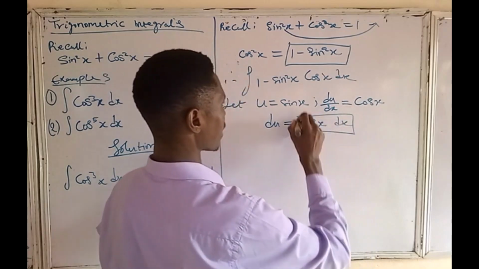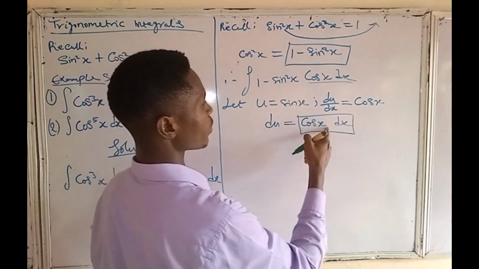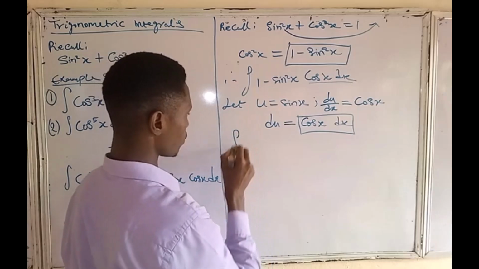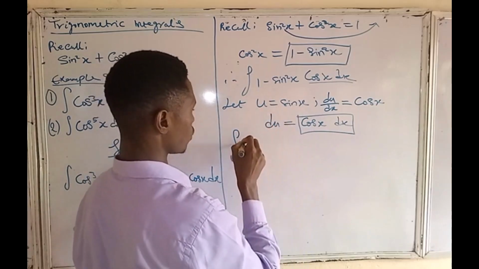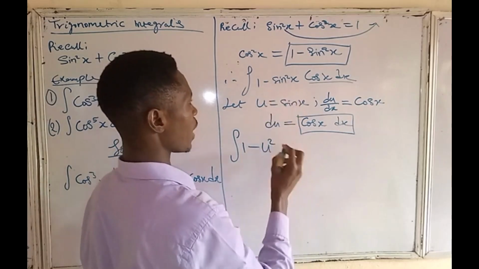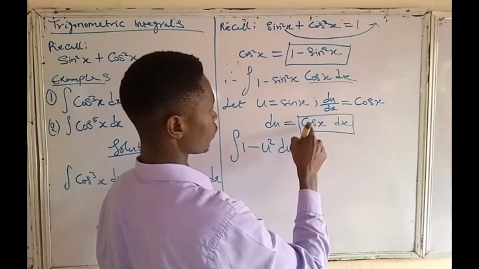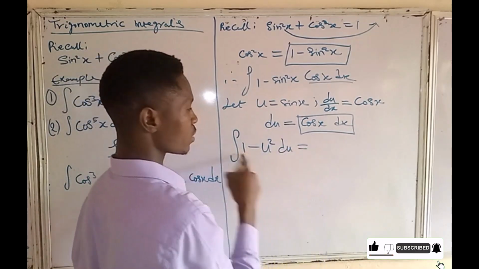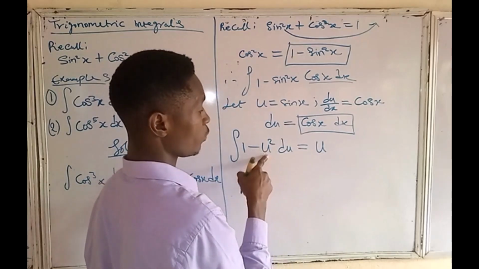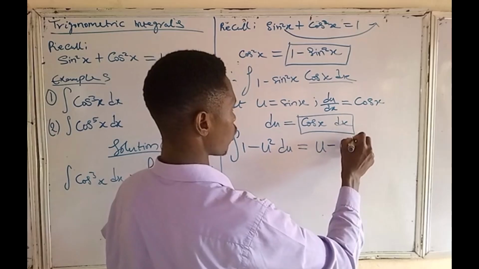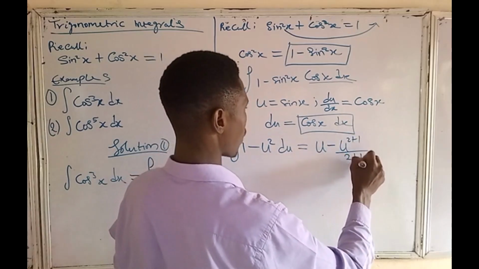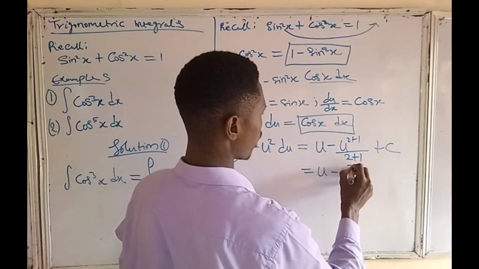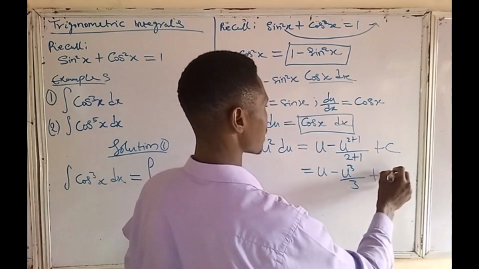So this also looks like this. So the du represents this. So we replace this with du in the original integral. So this now becomes, remember we say that is sin⁵x, that is u, 1 minus u squared, because of the square, du. Instead of cos⁵x dx, we replace it with du. So now it's simple to integrate. If we integrate a constant term, we get a variable. Then if we integrate a variable, this will be minus u squared plus 1 all over 2 plus 1 plus c. So this is going to give us u minus u cube all over 3 plus c.